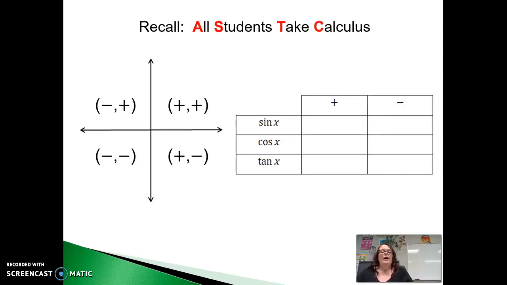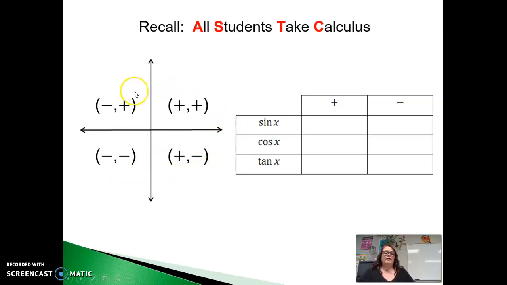And just remember, if at any point I'm going a little too fast, don't forget you can pause the video. Okay, so recall that we talked about all students take calculus. So this is really important in checking our signs when we are finished with a problem. So you'll notice in quadrant 1, that's a positive direction for x and for y. In quadrant 2, it's a negative direction for x and a positive direction for y. Quadrant 3 is a negative direction for both. And quadrant 4, the x is positive and the y is negative.